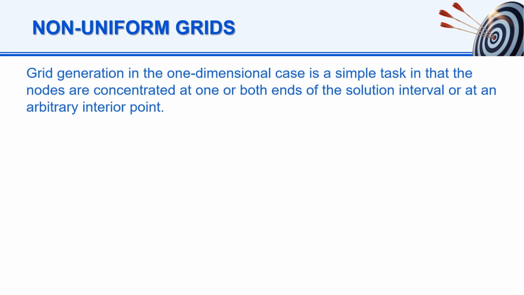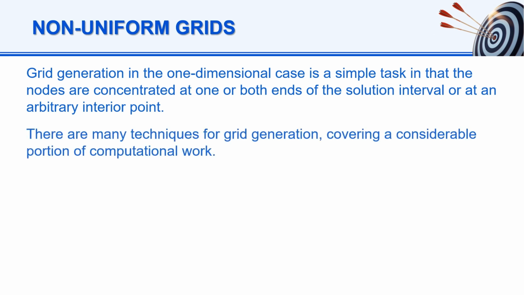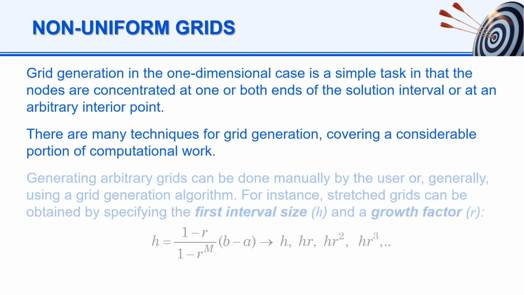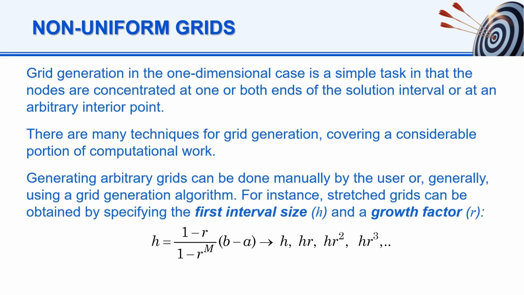Grid generation in the one-dimensional case is a simple task in that the nodes are concentrated at one or both ends of the solution interval or at an arbitrary interior point. There are many techniques for grid generation, covering a considerable portion of computational work. Generating arbitrary grids can be done manually by the user or, generally, using a grid generation algorithm.